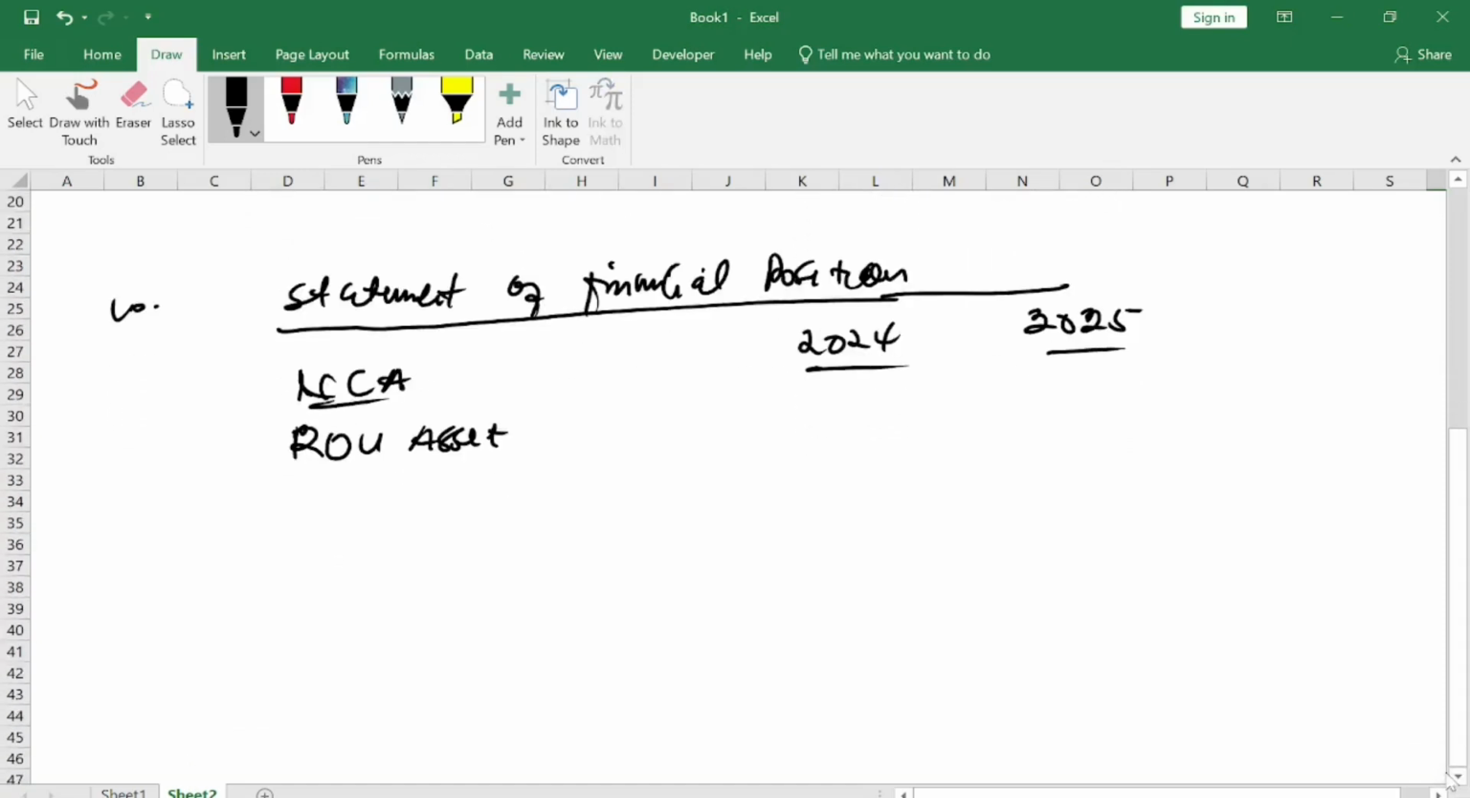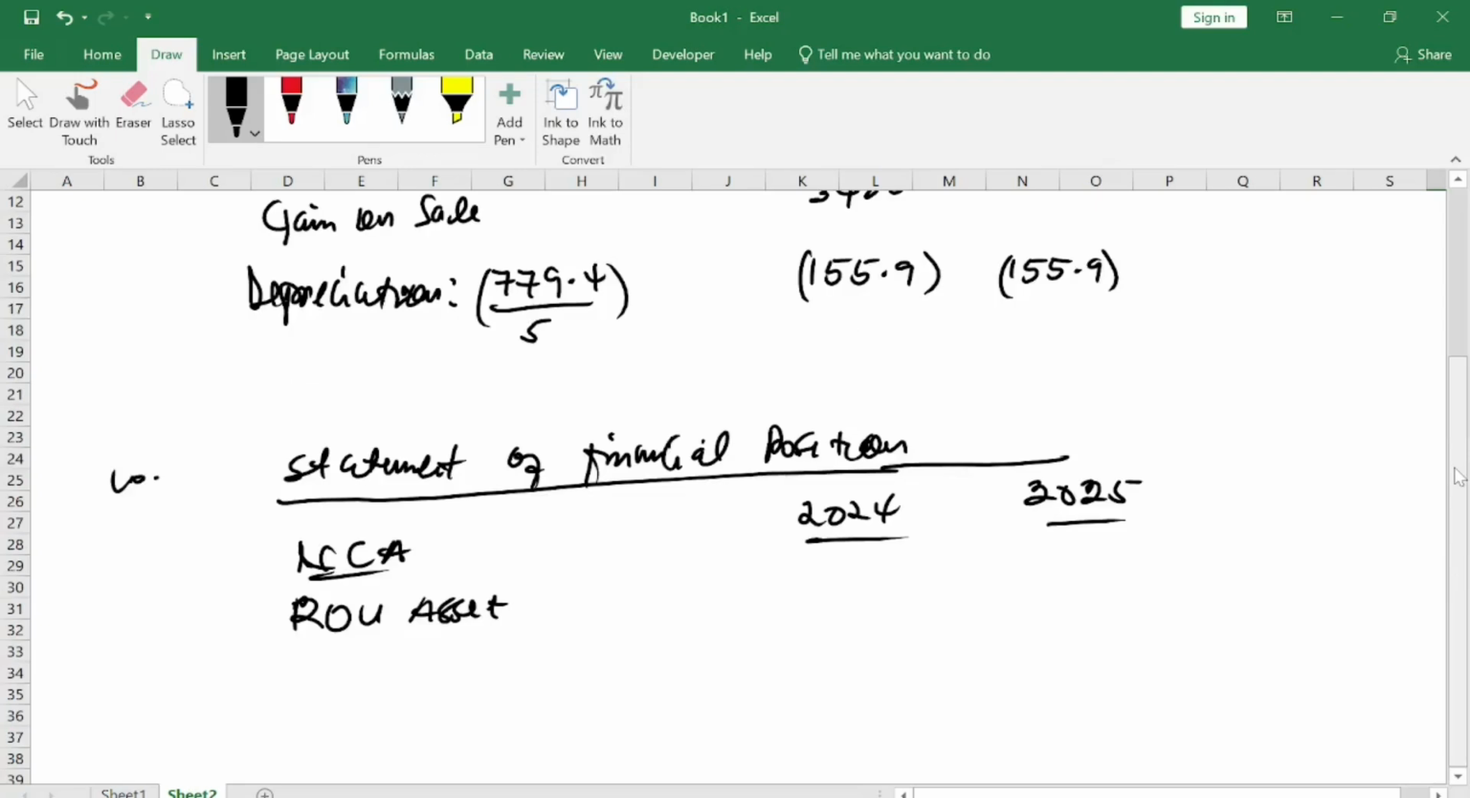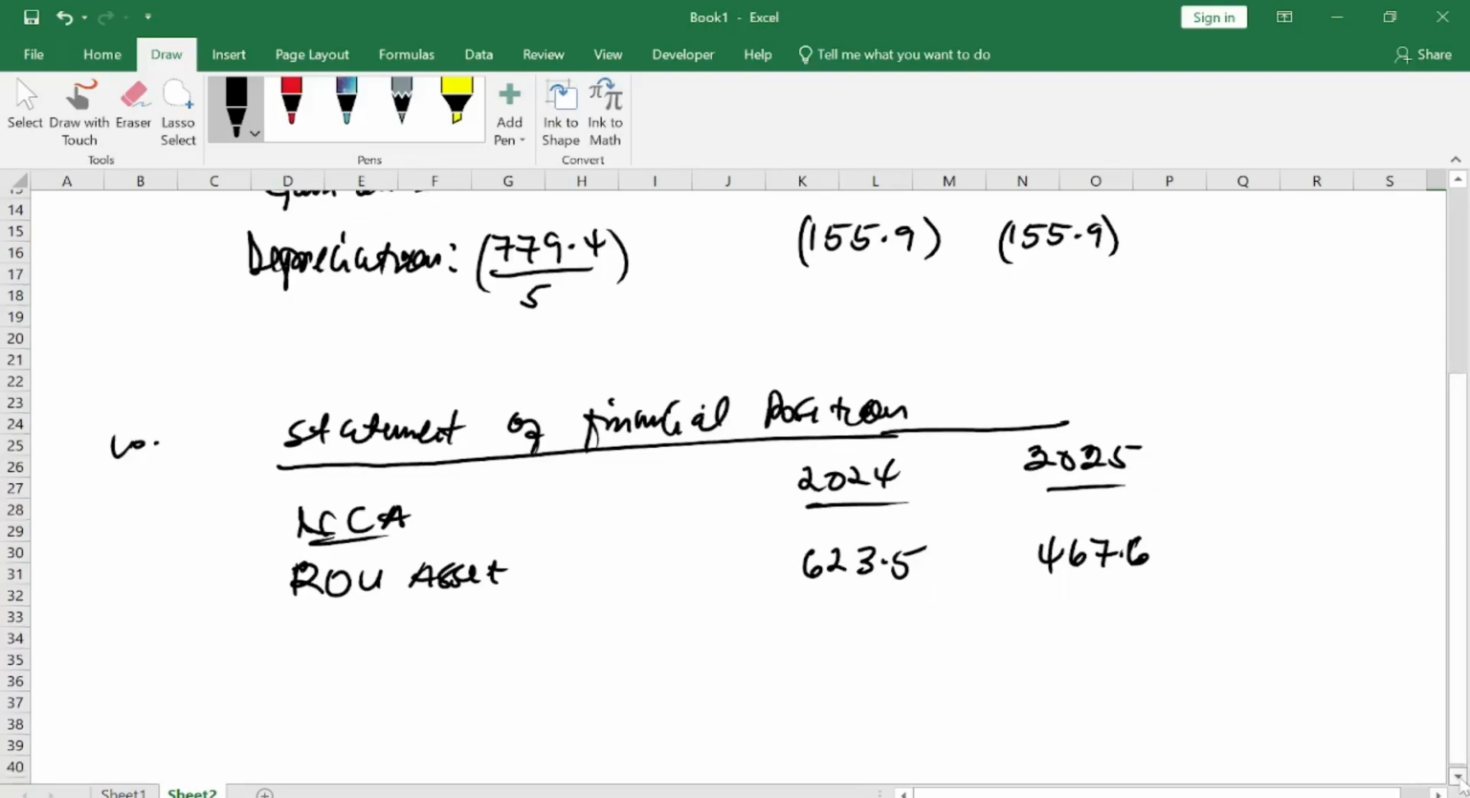How much? So we know our asset got to be 779.4 minus depreciation of 155.9. So here it gives me 467.6. Okay. All right. So we are done with this.